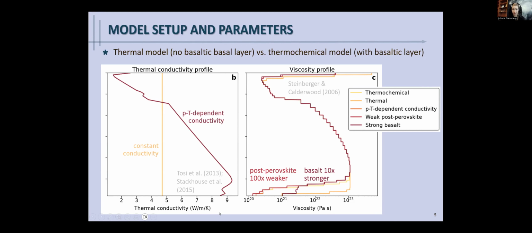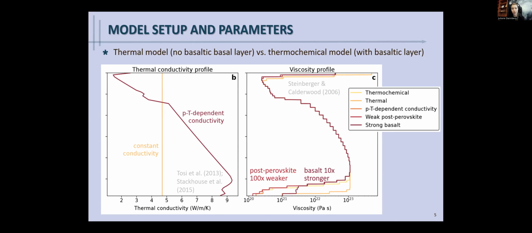on the left. In most models I've seen, the thermal conductivity or the diffusivity is assumed to be constant throughout the whole mantle. But actually it would depend on temperature and pressure. And so what we've implemented for that in ASPECT is a depth-dependent profile for the thermal conductivity that also depends on temperature. And that increases the conductivity at the CMB by a lot.